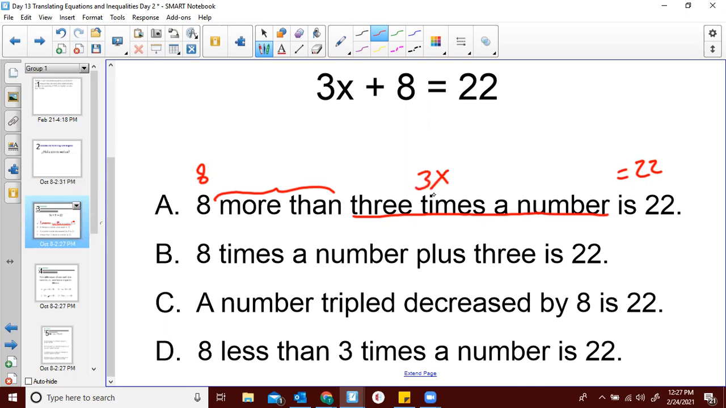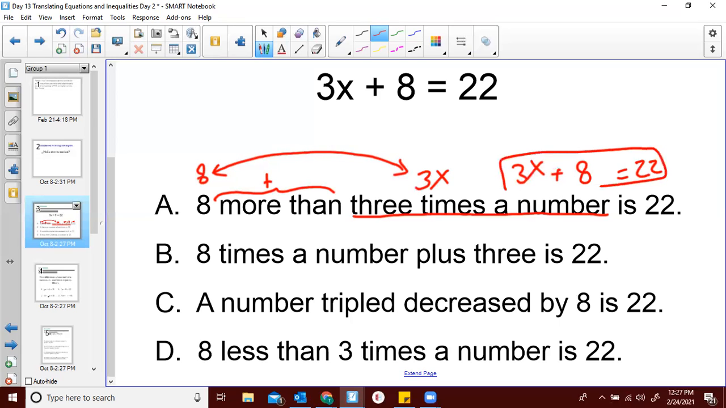So we know that 3 times a number is going to be 3x. Because of this more than, we know that it's going to be addition, but we have to switch them, right? We have to turn around numbers. They have to be flip-flopped. So here, I'm just going to put my plus. 8 is on the left of my plus here, so it's going to go on my right. 3x is on the right of my plus here, so it's going to go on my left. And this would be my answer. And oddly enough, A is the correct answer. But let's go through the rest of them and see what we can find for discrepancies.